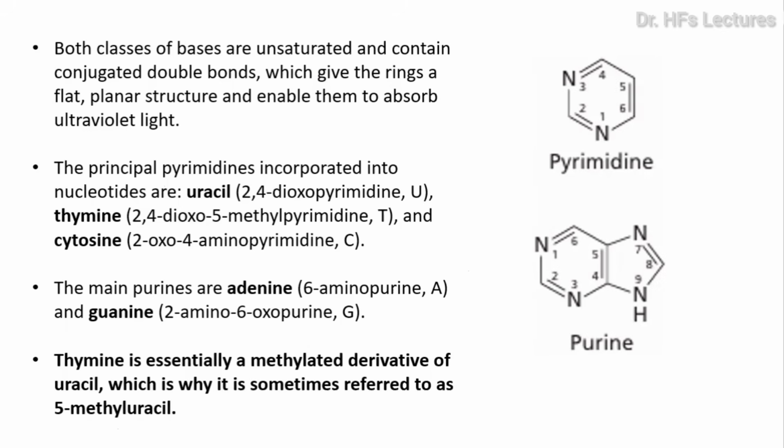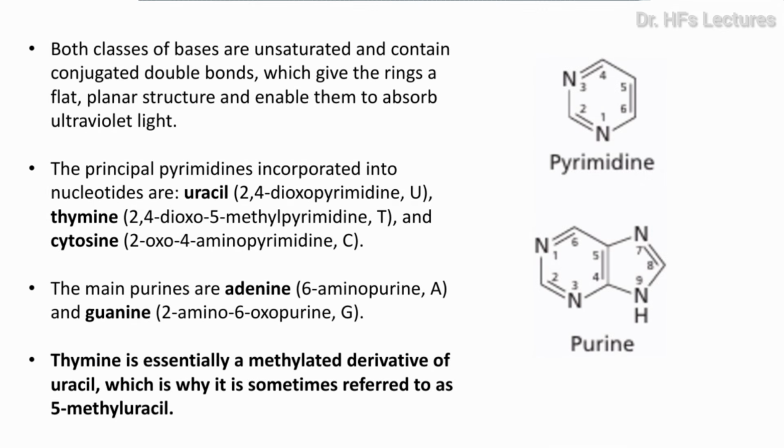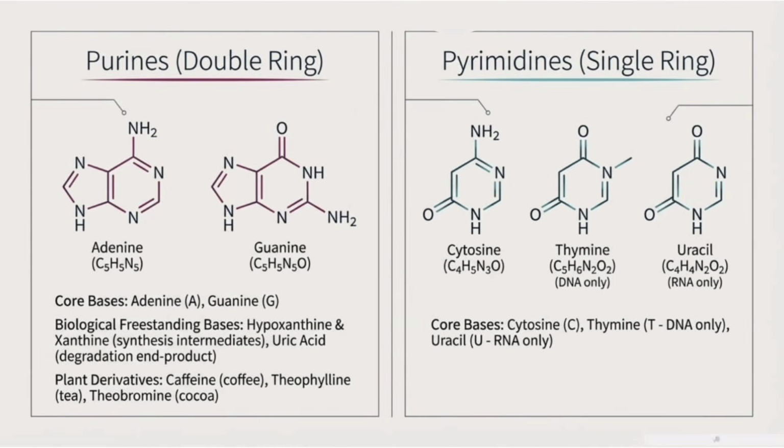But if you notice, we have 3 pyrimidines, and that tells us that one is present in DNA and one is only present in RNA. So basically, thymine is essentially a methylated derivative of uracil, and that is why it is often referred to as 5-methyl uracil. These are the structures of the different bases.